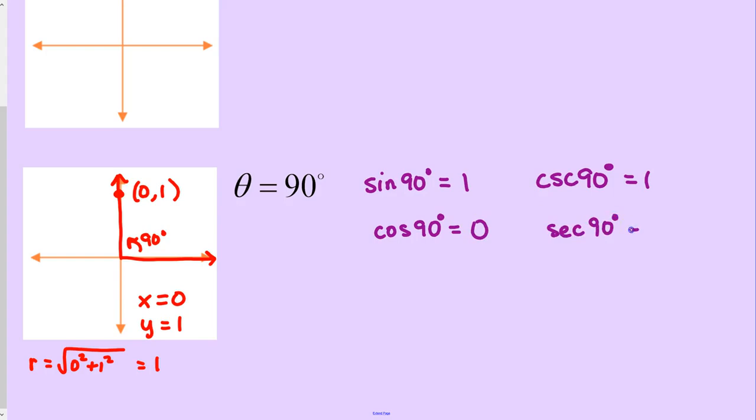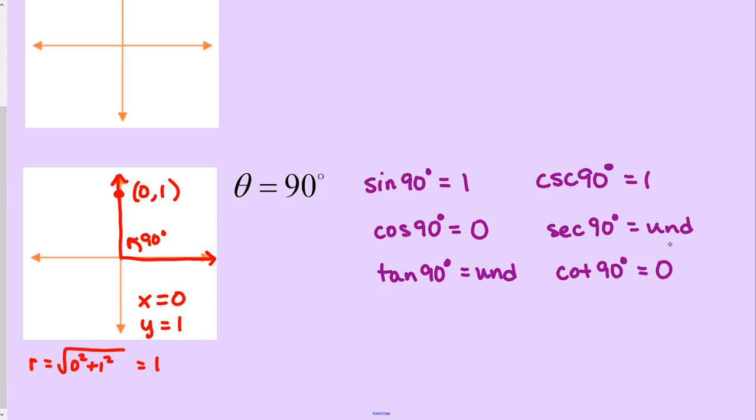Secant of 90 degrees. What's the reciprocal of 0? Maybe you don't know the answer to that, so let's think about it in a different way. Secant is hypotenuse over adjacent, r over x. That would be 1 divided by 0. And we know that division by 0 is undefined, so that one is undefined. Let's do tangent of 90. Tangent is y over x, opposite over adjacent. y over x would be 1 over 0, and that's also undefined. Remember, we did that one on the calculator a minute ago. And then cotangent of 90 degrees. Cotangent is x over y. That would be 0 over 1, and that's 0.